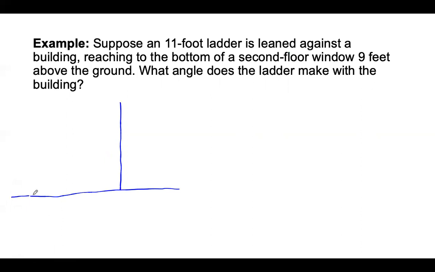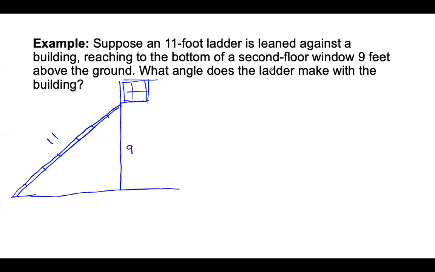And we have a ladder here, and it's leaning against the building. Ladders have steps. Okay. So we have an 11-foot ladder leaning against the building, reaching to the top of a second floor window. So there's a window up here, 9 feet above the ground. So this is 9 feet above the ground.